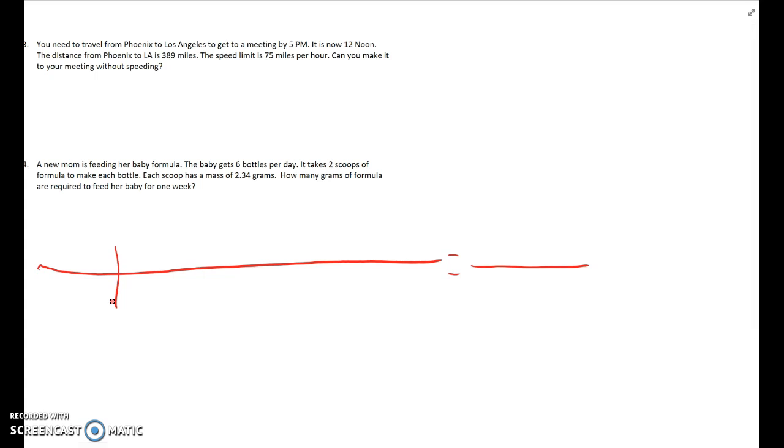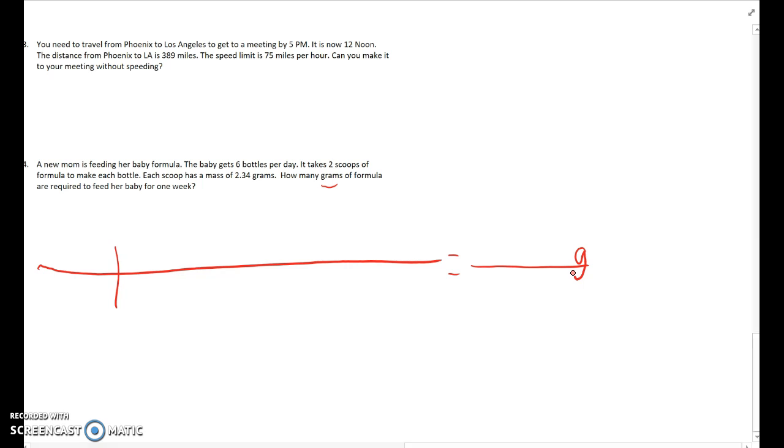So a new mom is feeding her baby formula. The baby gets 6 bottles per day. It takes 2 scoops of formula to make each bottle. Each scoop has a mass of 2.34 grams. How many grams of formula are required to feed the baby for 1 week? So it says right here, how many grams? That's what I'm looking for. That's my ending unit. So I want to put that down here. I want to know where I'm going before I start my journey. So I'm trying to get to grams.